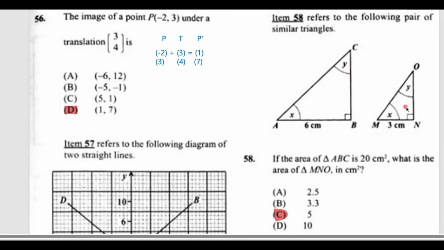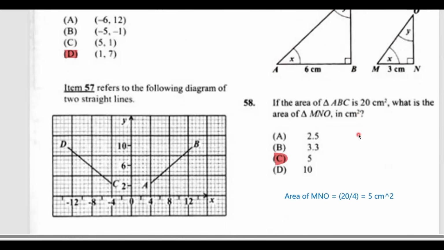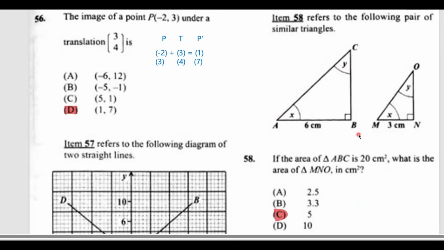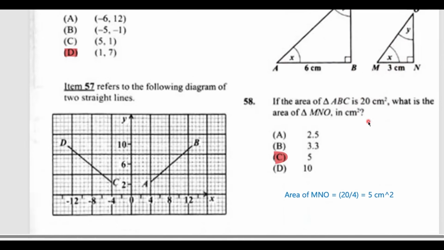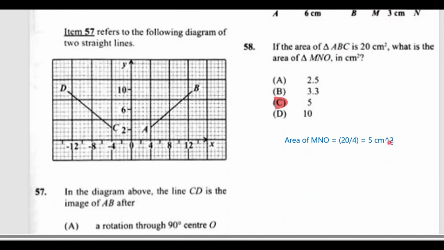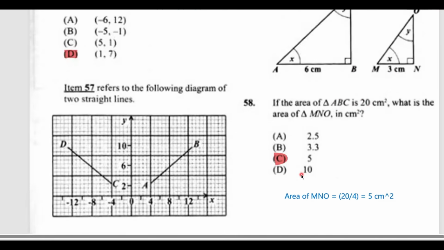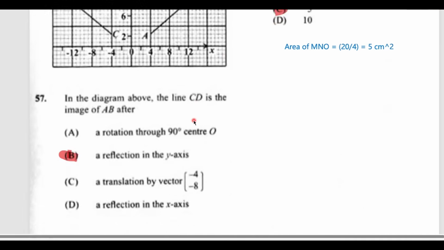It is not directly translated as in half. Instead, it'd be a half squared, which is a quarter. So we find a quarter of the area of ABC, and that'll give you the area of MNO. A quarter of 20 is what? 5 cm squared. So it is not 10. Area has that square factor in it because it's a length by another length. So instead of a half, in this case, it'd be a quarter. A quarter of 20 gets you 5 cm squared. And that is C.